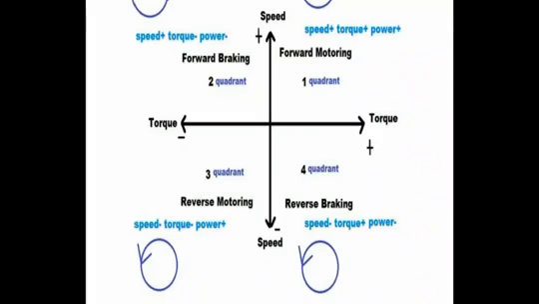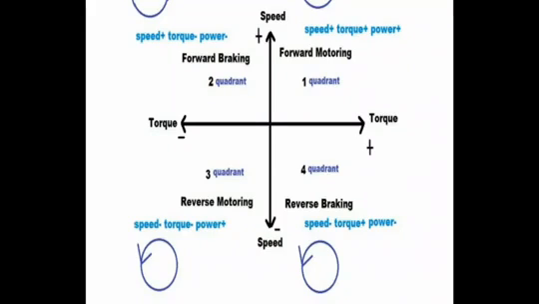So what is your first quadrant operation? It is forward motoring. Your second quadrant operation is forward braking, the third one is reverse motoring, and the fourth one is reverse braking. As a recap, in the first quadrant your speed, torque and power will be positive, and your load will be in forward motoring. That is, electrical energy is converted into mechanical energy at this quadrant.